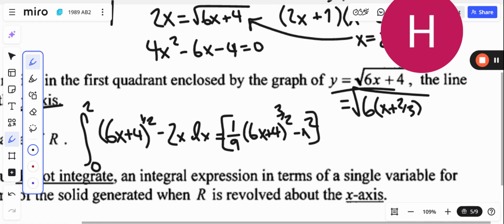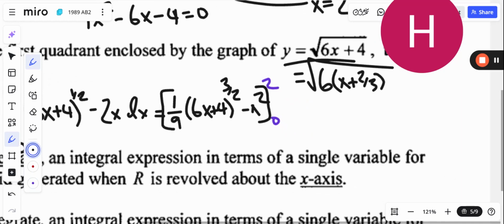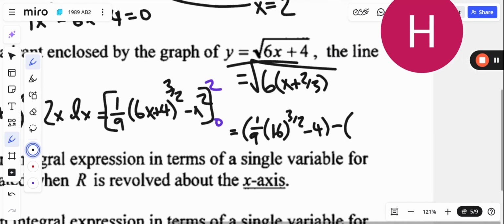Now this is all going to be evaluated from 0 to 2. And 0 is usually a really nice number to plug in where nothing important happens, but something does still happen in this case. Let's plug in 2 first. That's going to give us 1/9 of 16 to the 3/2. That's a pretty nice number. Minus 2 squared, which is 4. And from that, we're going to subtract 1/9 of 4 to the 3/2. That's also a pretty nice number. And then minus 0, so I guess we don't even have to write that.